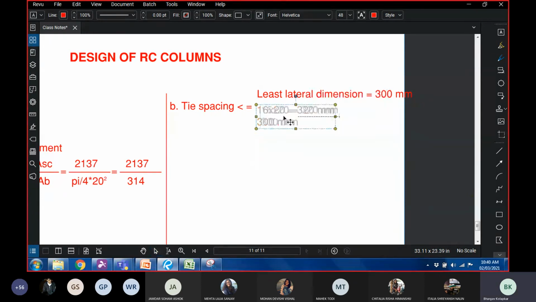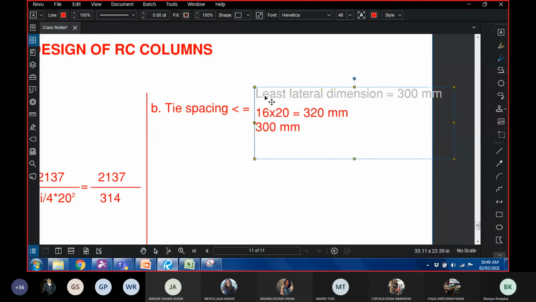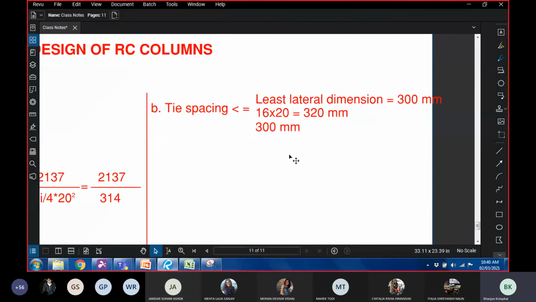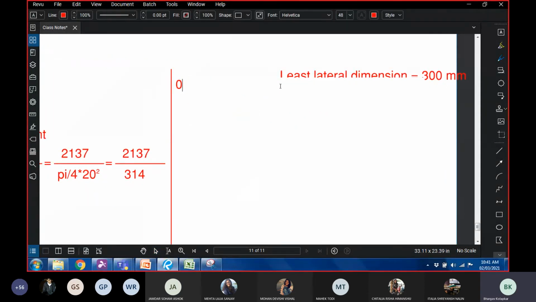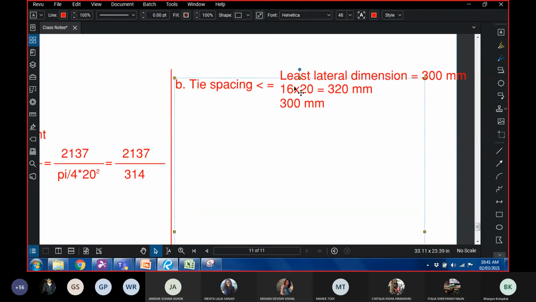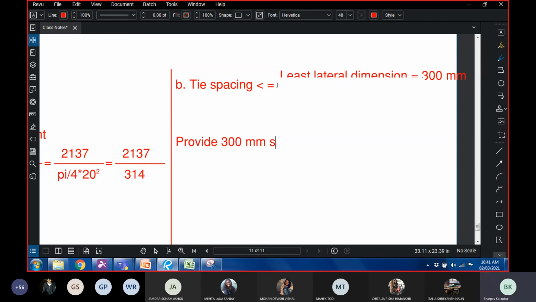Okay. So what will you provide? 300 mm, because the tie spacing has to be minimum of these three. The minimum of these three is 300. Therefore, finally what we have is provide 6 at 300 mm center to center.